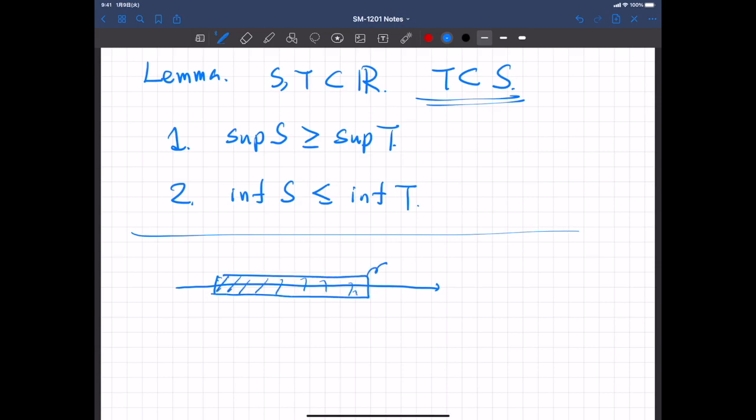So this is S. And T is a subset of S. So that means T is included in S. So this is T. Okay, so this colored part is T. So the supremum of S is somewhere here, and the supremum of T is somewhere here. So the supremum of S is greater than or equal to the supremum of T, right?